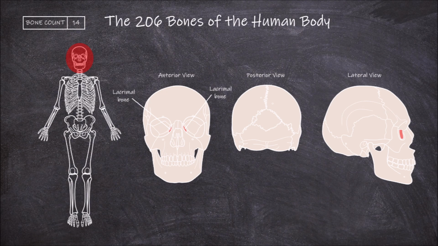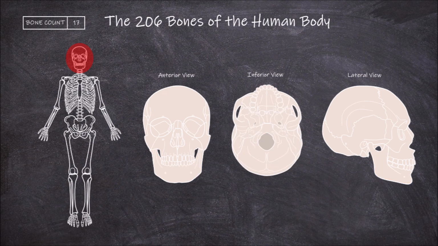Next up are the two zygomatic bones, one on each side of the face. These two bones take us up to a total of 16 bones. The next bone is the mandible bone, located on the lower jaw. This bone takes our total up to 17 bones. Next are the two palatine bones, which we will need the inferior view of the skull to see properly. Here they are highlighted in red at the back of the nasal cavity. These bones take us up to a total of 19 bones.